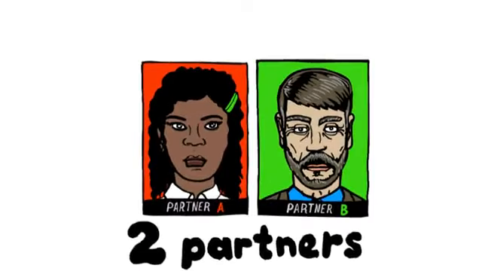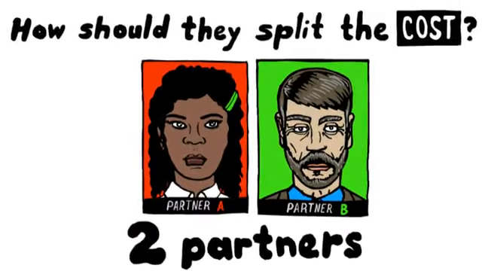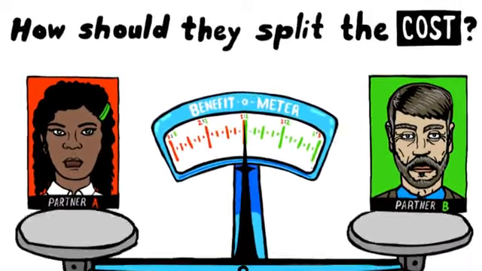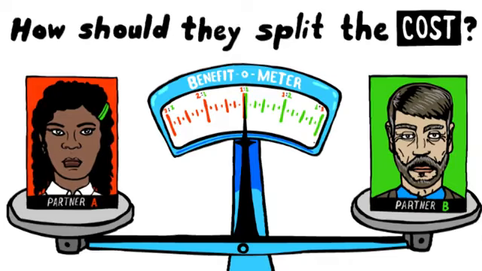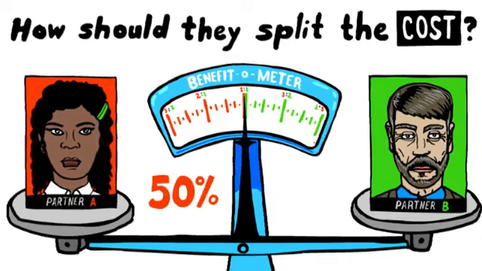Suppose there are two partners involved in a project. How should the two of them split the costs? The answer is easy when the two have the same benefit. In that case, they should split the costs 50-50.